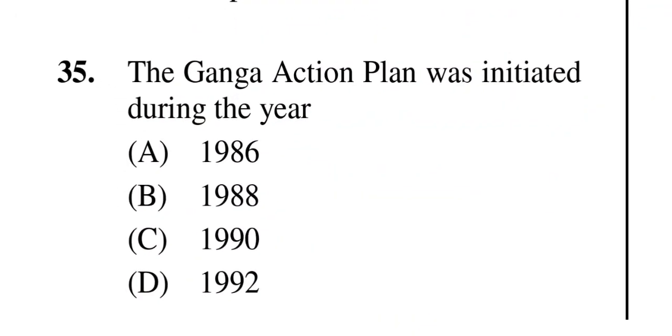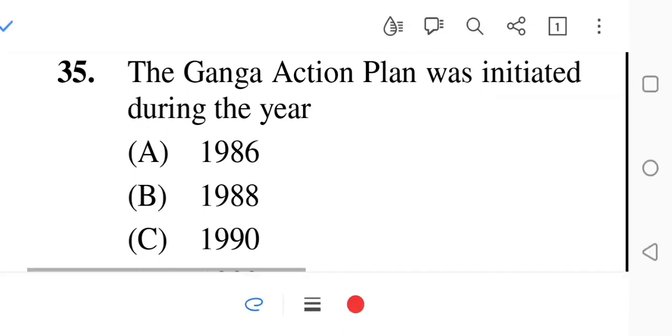35. The Ganga Action Plan was initiated during the year... It is related to environment and ecology as per the syllabus. Check it out. The Ganga Action Plan was initiated during the year 1986, 1988, 1990, 1992. The correct answer will be A. In 1986, the Ganga Action Plan was initiated.